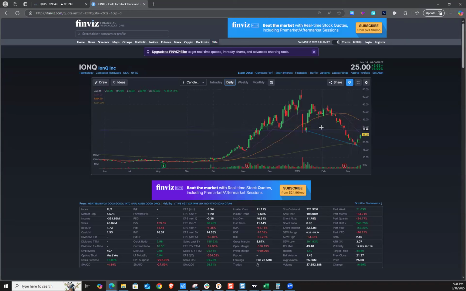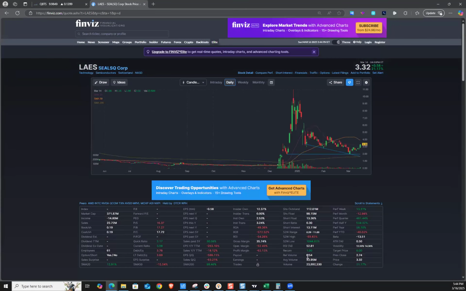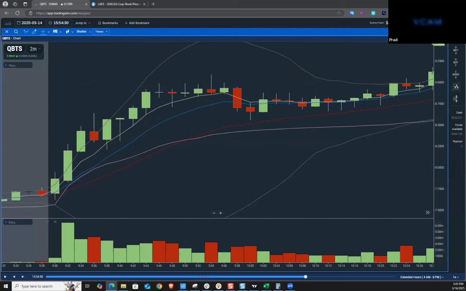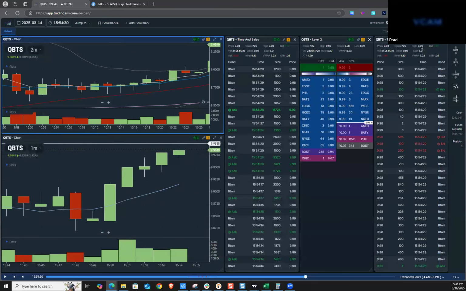Looking at this IonQ, this 30 level is interesting, to this gap fill. LAES, that's the name I forgot about. Yeah, that was a good one. This one kind of trades like a low float though. But they're all low float garbage. Half of them don't even do quantum computing. They just have quantum in the name.